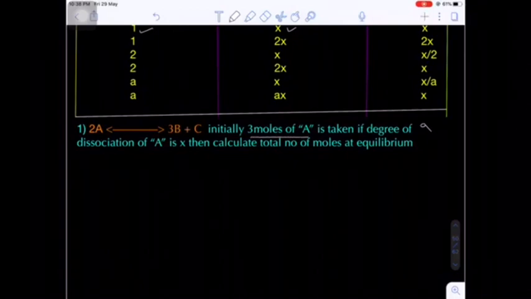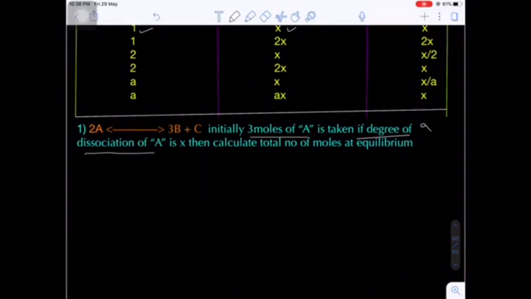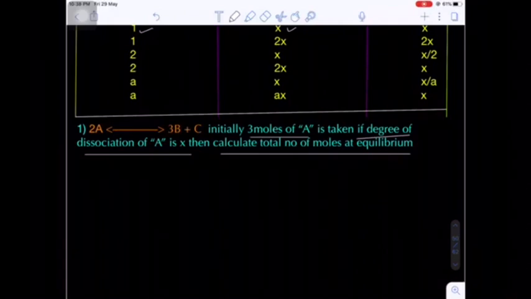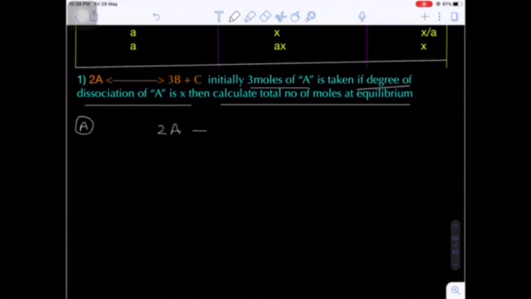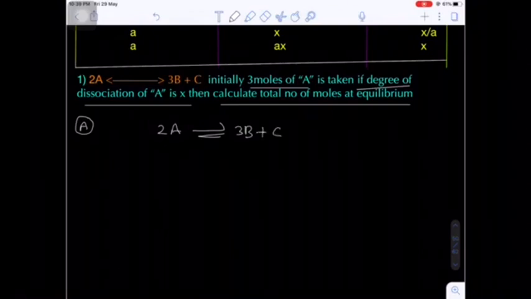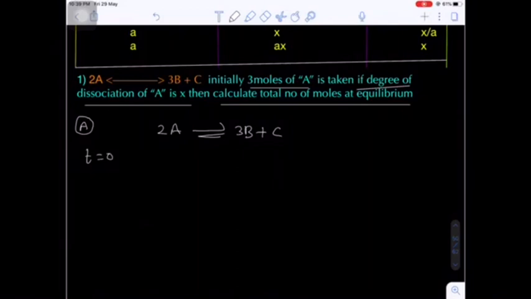Initially 3 moles of A are taken, and the degree of dissociation of A is given as X. Then calculate the total number of moles present at equilibrium. Here, first of all, write the equation: 2A ⇌ 3B + C. Initially, at time t0, we have 3 moles of the reactant.